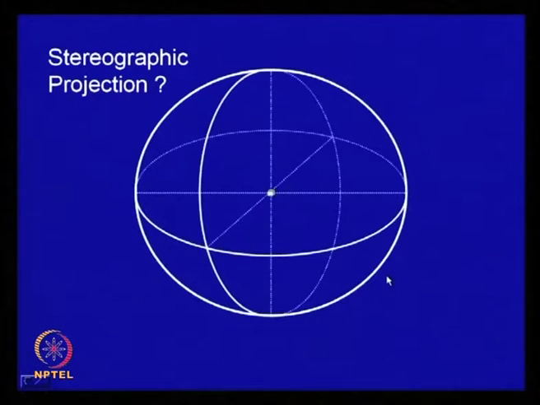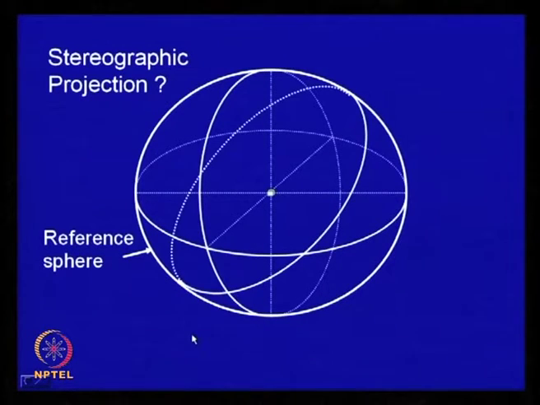Now, what is a stereographic projection? We try to illustrate this here. Suppose here we have placed this crystal, and here this is the reference sphere. Now, draw a plane through the crystal and extend it to meet the reference sphere. It meets the reference sphere along this great circle. So, the radius of this circle and the radius of the reference sphere are the same. Now, draw a perpendicular to this and extend it to meet the reference sphere. It meets at point P.